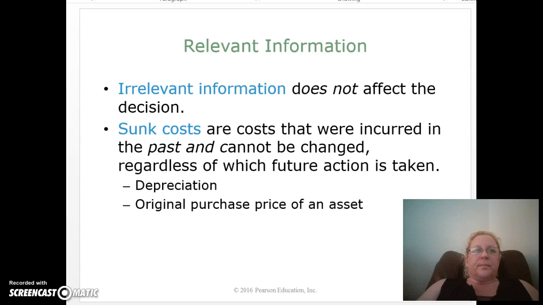Sunk costs are costs that were incurred in the past and cannot be changed, regardless of which future action is taken. Sunk costs are always irrelevant to the decision. This does not mean that we cannot learn from past decisions. Managers should always take into consideration the results of past decisions when making future decisions. However, because sunk costs are already spent, these costs are not relevant to future decision making.